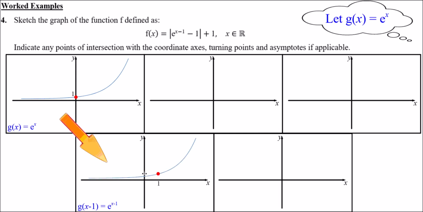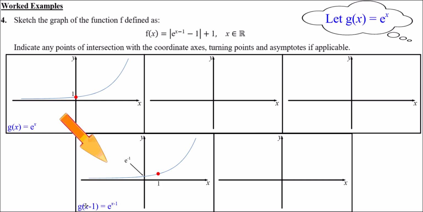And this y-axis intercept, we just need to sub in when x is 0. When x is 0, the y-axis intercept will be e to the power 0 minus 1, which is just e to the minus 1. So now the y-axis intercept is e to the minus 1. Now I've got that step, I can then do g brackets x minus 1 minus 1 here.